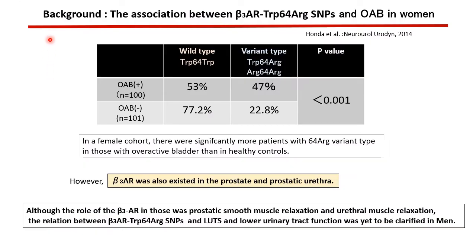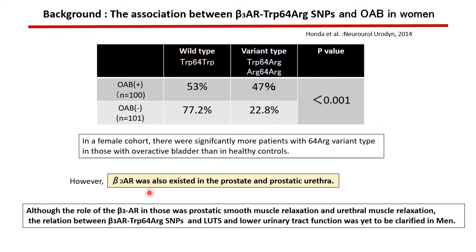The slide shows the association between beta-3 adrenoceptor tryptophan 64 arginine SNPs and OAB in women. Our institutions demonstrated that in the female cohort, there were significantly more patients with the 64 arginine variant type in those with overactive bladder than in the healthy controls.